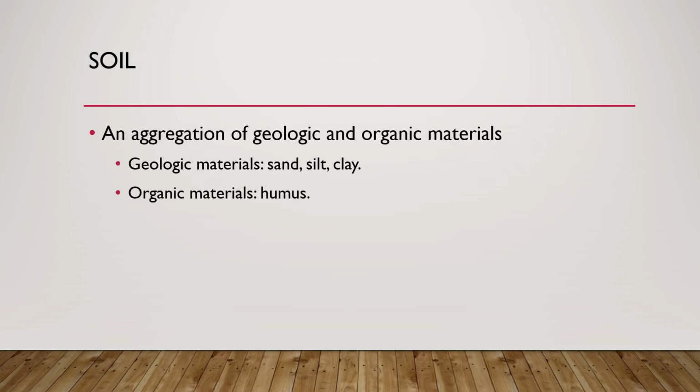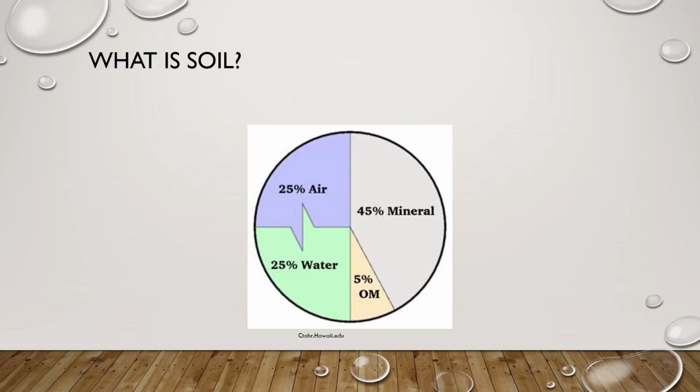So soil is an aggregation of geologic and organic materials. The geologic materials are sand, silt, and clay, and then organic materials are humus. And this is our ideal soil. So 50% of soil should be pore space, and hopefully that's broken in half by air and water. 45% would be mineral, so that'd be the sand, silt, and clay. And then 5% would be organic matter. This is idealized, usually not the case.